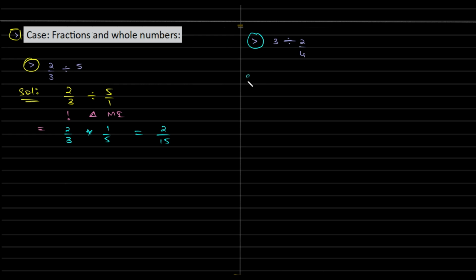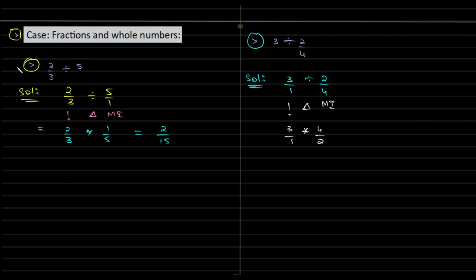Now, next question. We have 3 divided by 2 by 4. 3 can be written as 3 by 1. Is there anything with the signs? No. So the next step is, don't change this, change this, take the multiplicative inverse. So this will be 3 by 1 into multiplicative inverse, which is 4 by 2.